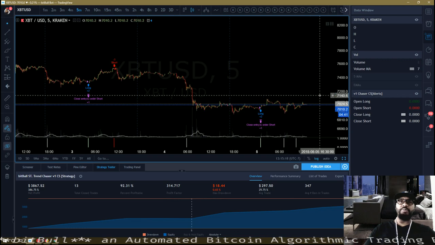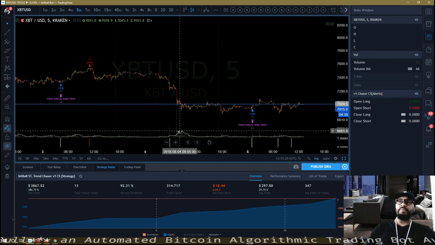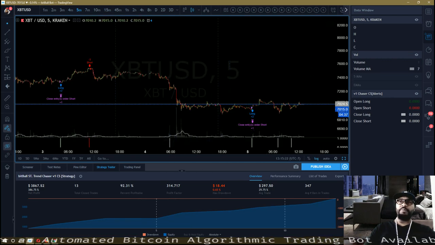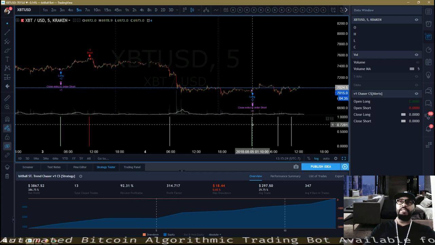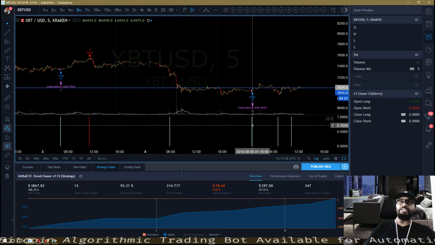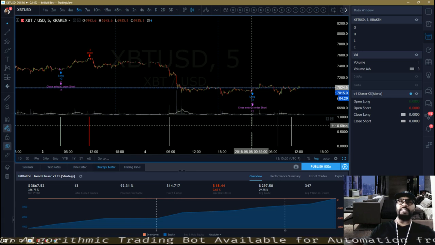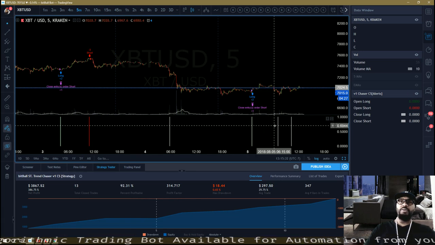Now this is the tricky part. So what I'll do is we'll just hover over. Let me pull it up a little bit. And you can barely see it, but that one is flashing. See, that's a short, close short. That's exactly what you thought it was. But what about these over here? What the hell is this?